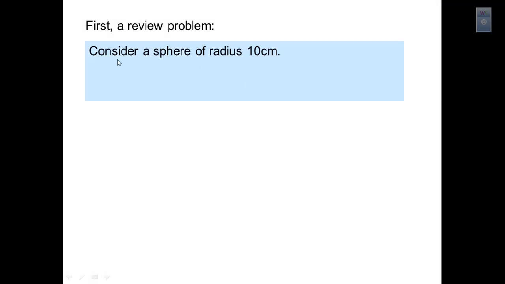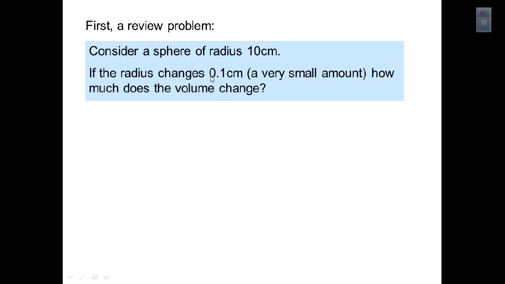So let's start off first with a review problem. Let's look at that problem that we looked at in 4.5 with a sphere of radius 10 centimeters, and it's changing. The radius changes by 0.1 centimeters, and how much does the volume change? Well, if you remember, we actually worked this out, and we took the derivative of both sides with respect to r, multiplied both sides by dr, because over here we'd have dV/dr, to get it off the bottom, and we end up with this. So the change in volume is equal to 4 pi r squared dr.